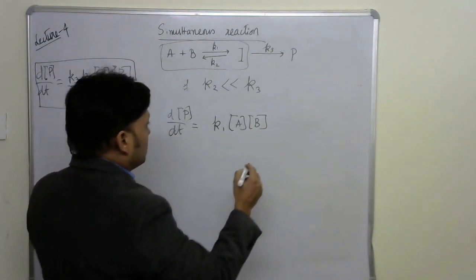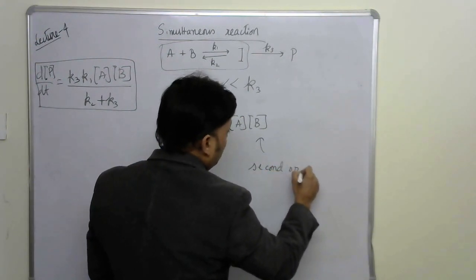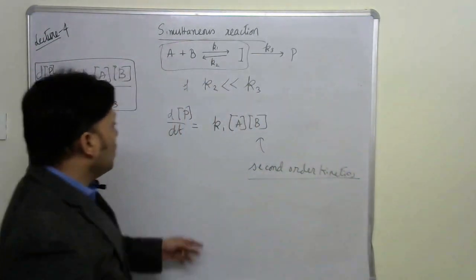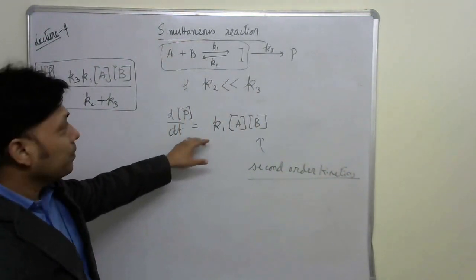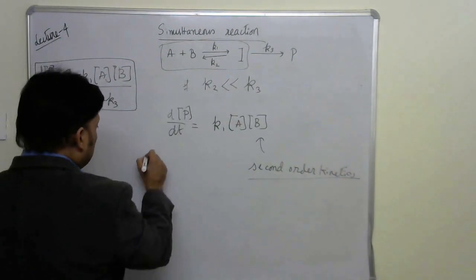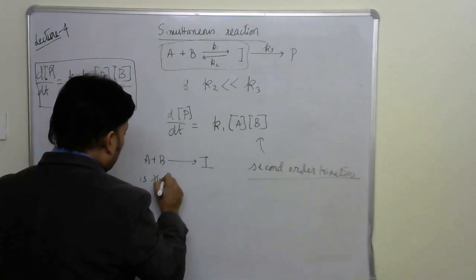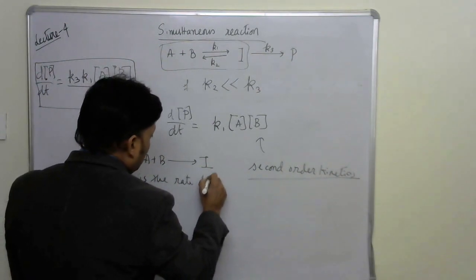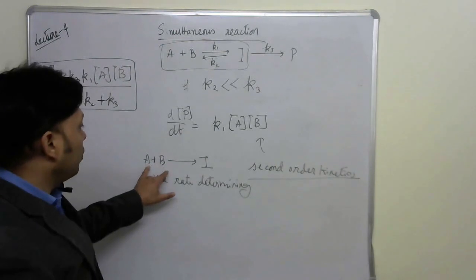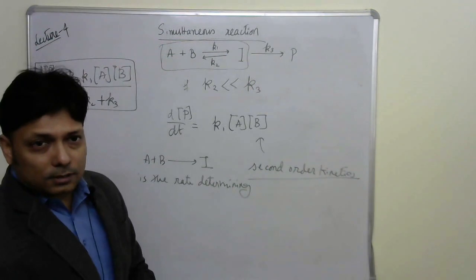So this is, once again, second order kinetics. But here you see only K1 appears, so that means the first step is the rate determining step. Okay, so we can infer that this step is the rate determining step. And since this is the rate determining step, the molecularity is 2, the order is 2, so it is governed by second order kinetics.